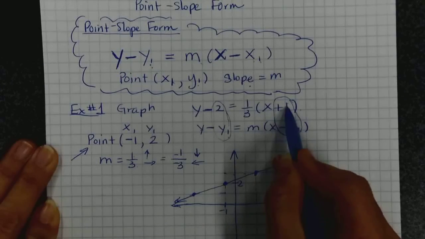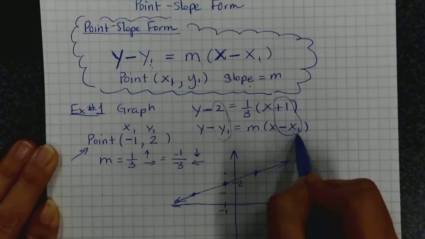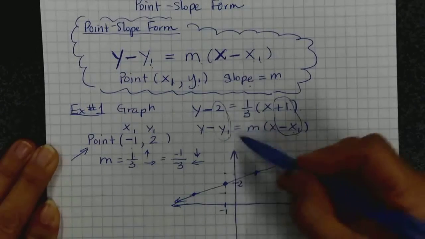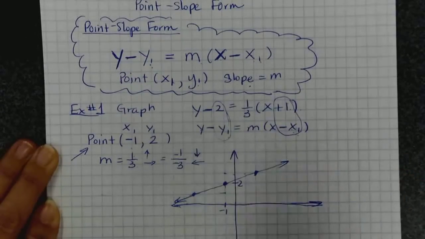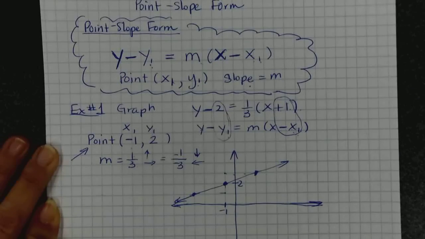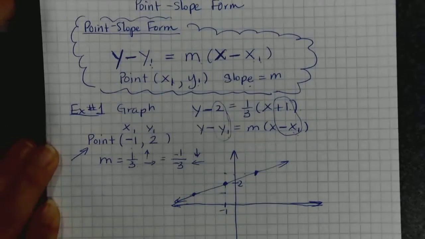So remember, when the signs are opposite in the given equation, your number is going to be the opposite of what's given. And if the signs are the same, it will be the positive number. And we just locate the point and the slope, and then we graph.